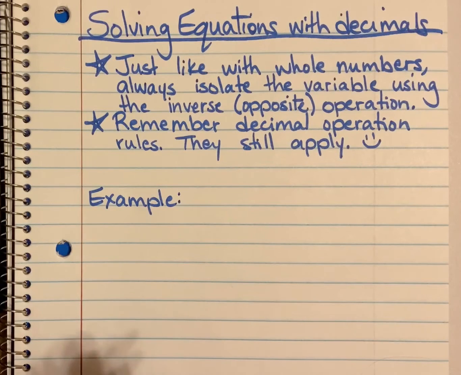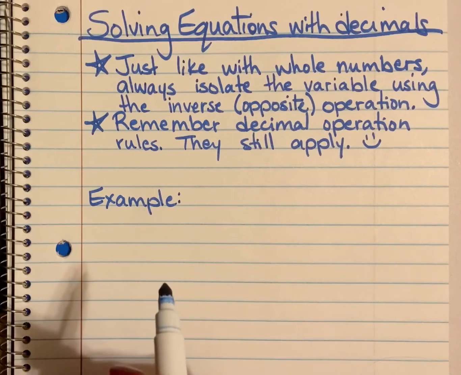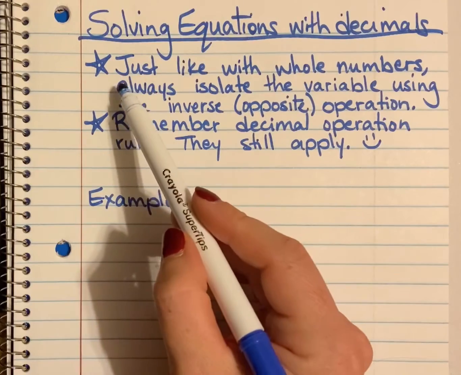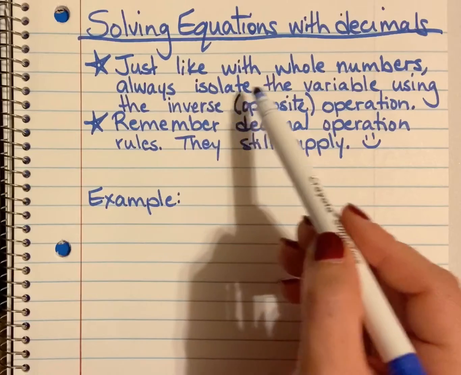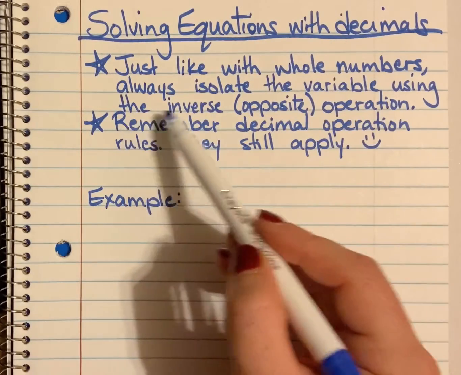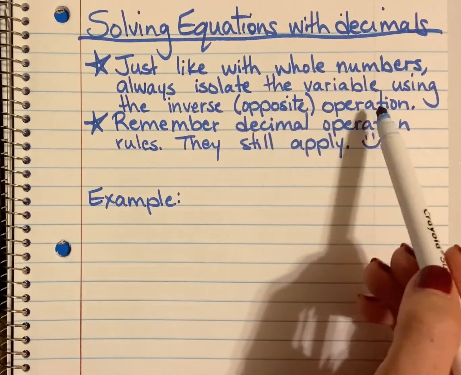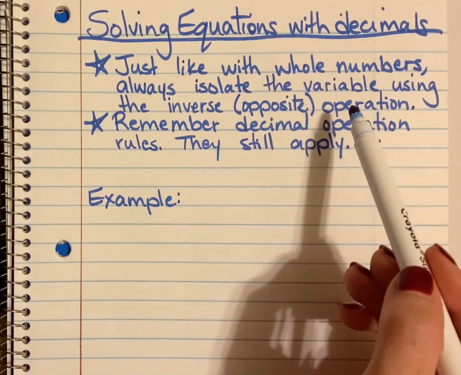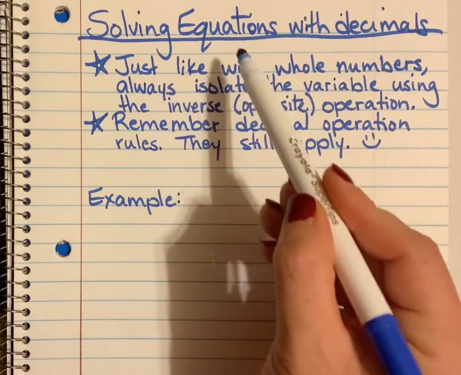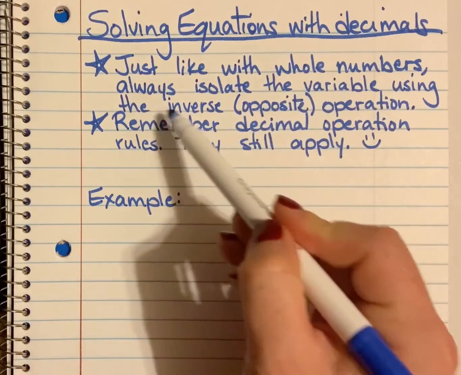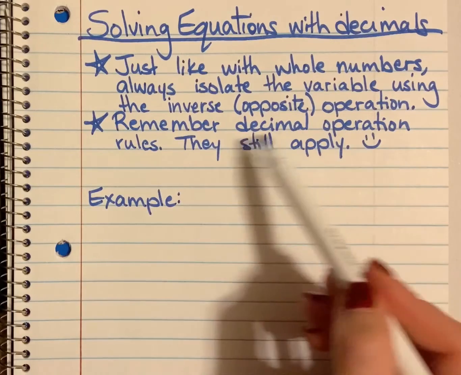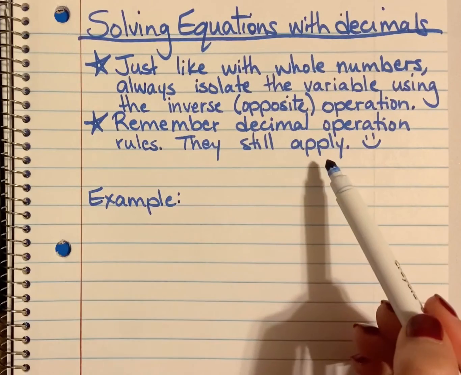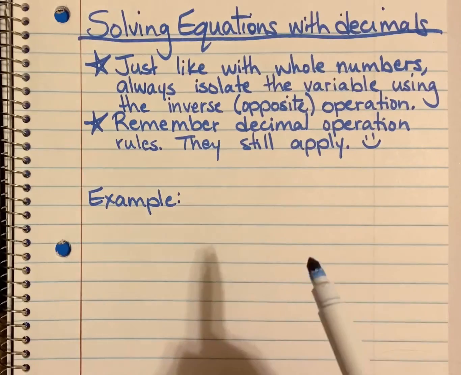We are going to be solving equations with decimals. There's two things that we need to focus on. The first thing is that just like with whole numbers, you're going to always isolate the variable using the inverse or opposite operation. So that's the good news. There's not any new steps for equations with decimals. We're using the same steps that we already know. We just need to remember the decimal operation rules because they still apply. Let's look at an example.